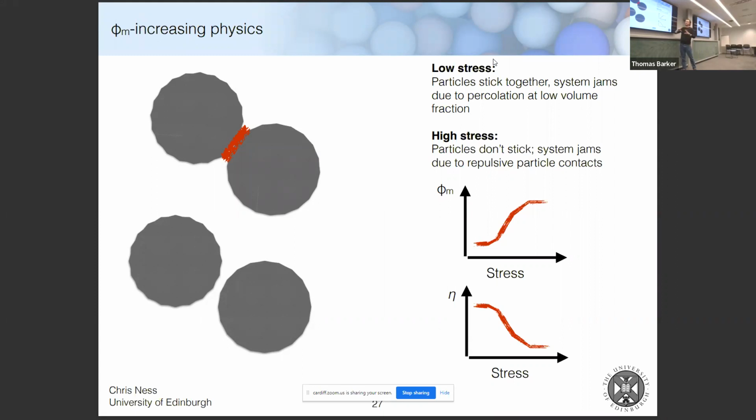So when they're stuck together, the system solidifies or jams because the adhesive contacts percolate the system, and everything blocks up. And that can happen at low volume fractions. As we increase the stress, we break these bonds, and then the particles just jam at the usual phi m, which will be higher. So that's an example of how the viscosity of the suspension would decrease with increasing stress.